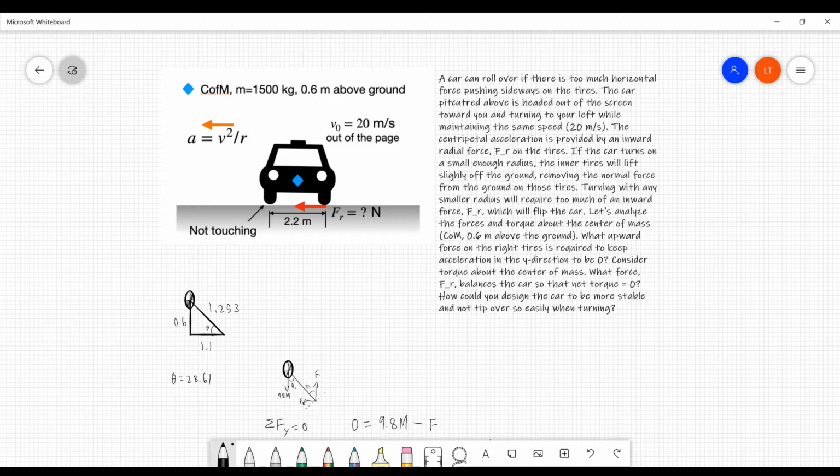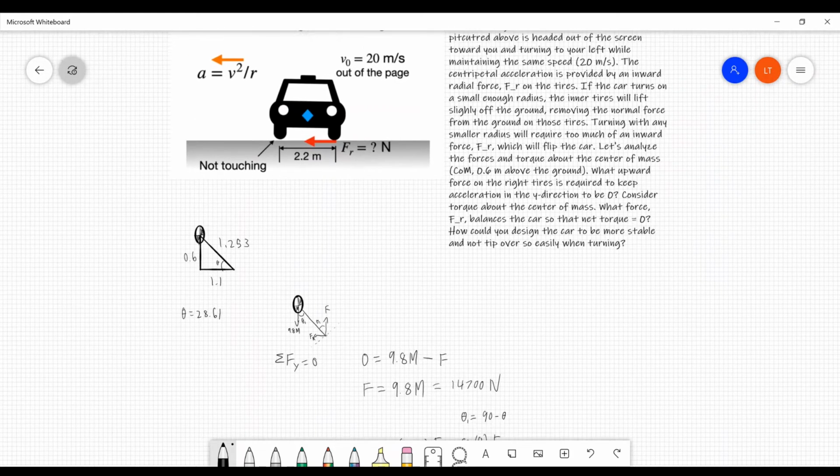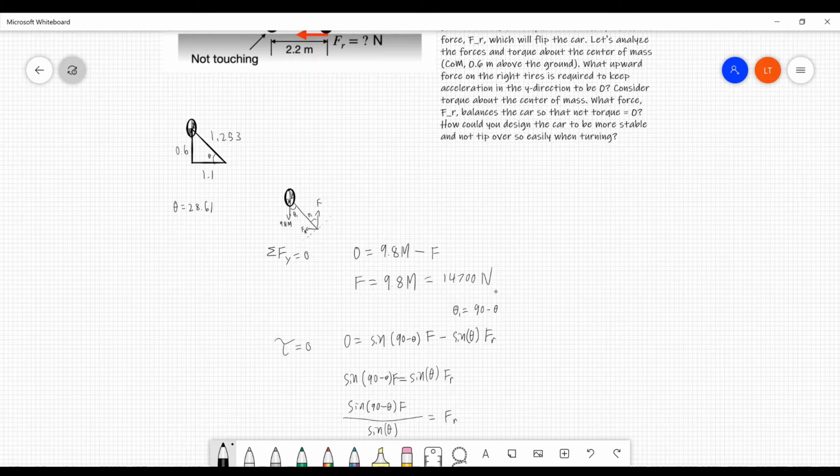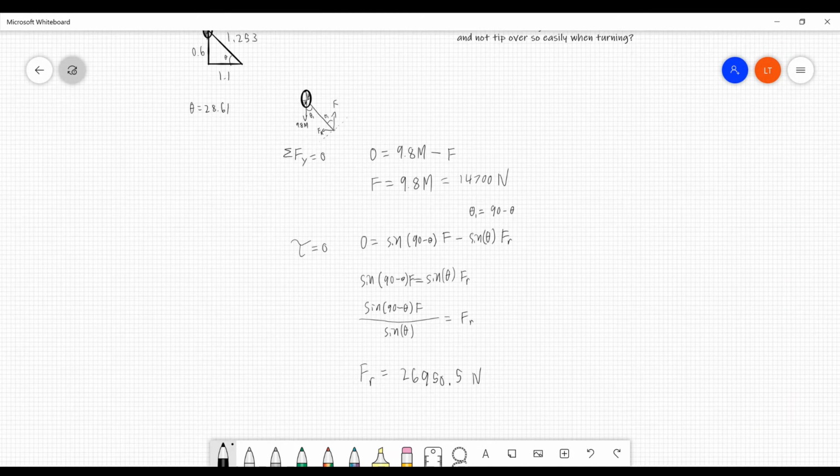For the first part of the question, it asks what upward force on the right tires is required to keep the acceleration in the y direction to be 0. We know that because of the summation of forces, all the forces in the y direction must equal 0. So we can set up 0 is equal to 9.8 times m minus F. 9.8 times m is 9.8 times 1500, which is equal to 14,700 newtons. And these two need to cancel. Therefore, the upward force would be equal to the gravitational force on the car.